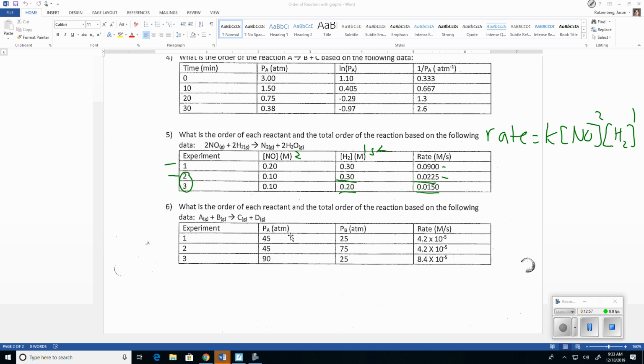Number 6 does the exact same thing, except it gives you pressure instead of concentration, because again, we're dealing with a gas. Eventually you have to realize we're getting to the point where we're learning enough material where we can start to combine multiple topics, especially if it was a final exam come January. We can have a gas law question that all of a sudden drops in this data and asks you for the order of a reaction.